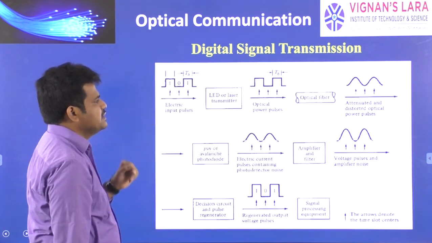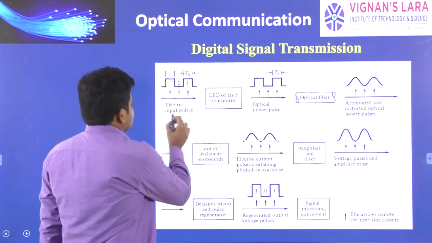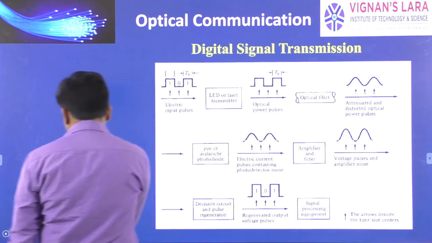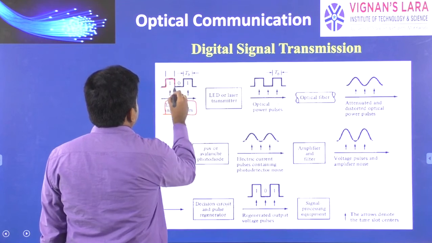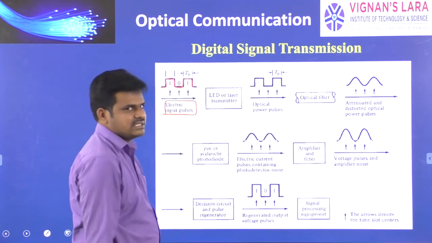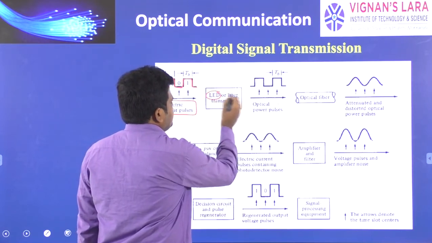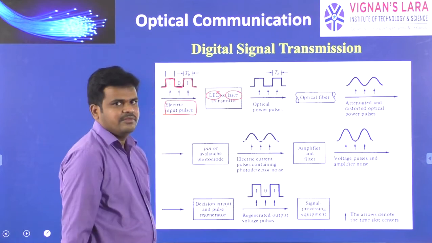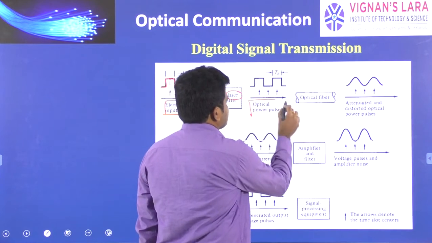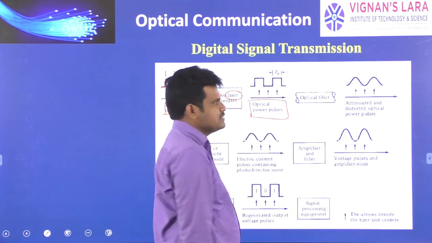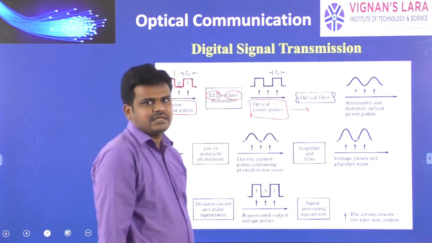You can see the digital signal transmission as well as the reception here. Electric input pulses, that is the binary values zeros and ones, are applied to the optical source, which may be an LED or a laser. This information is converted into optical power pulses, and they are transmitted in the form of light into the optical fiber cable.